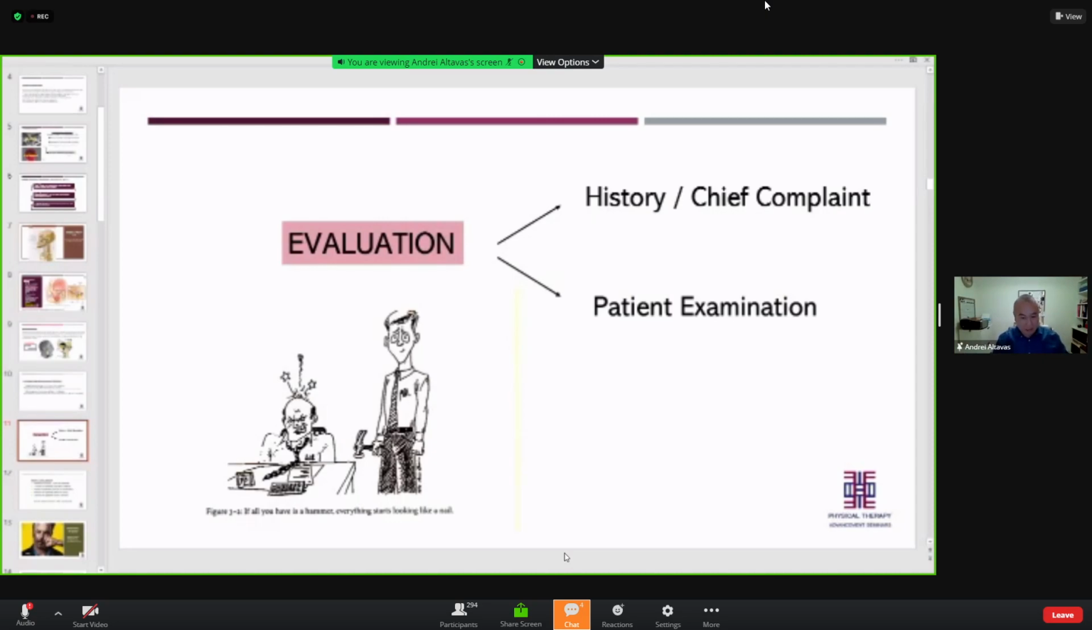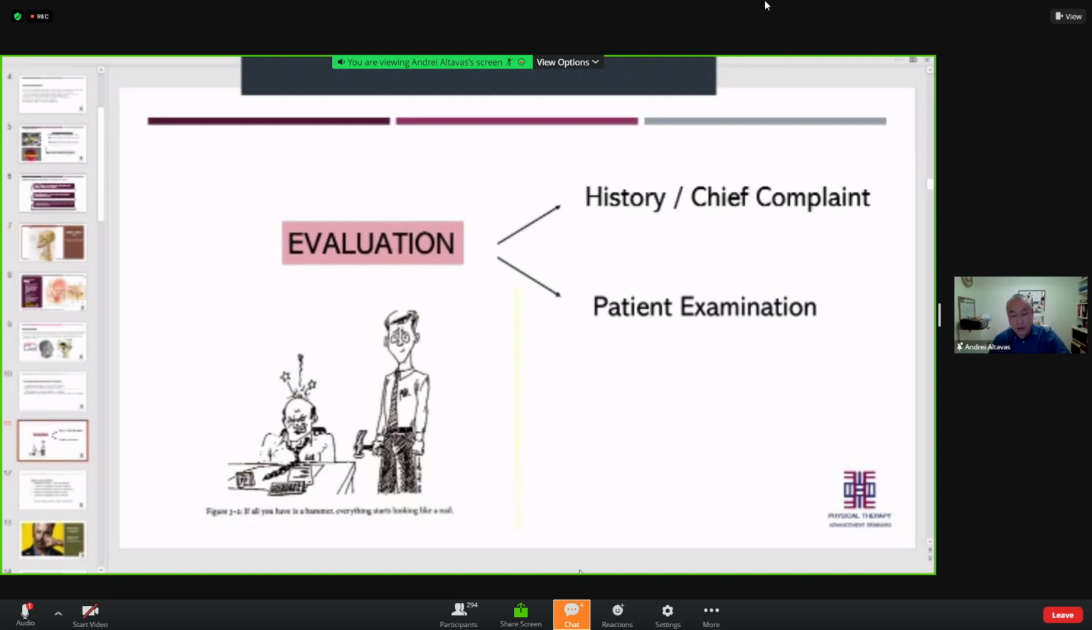It's almost like just matching your treatment interventions with a specific diagnosis, which shouldn't be the case. That is entirely the wrong way to actually do things as a physical therapist.